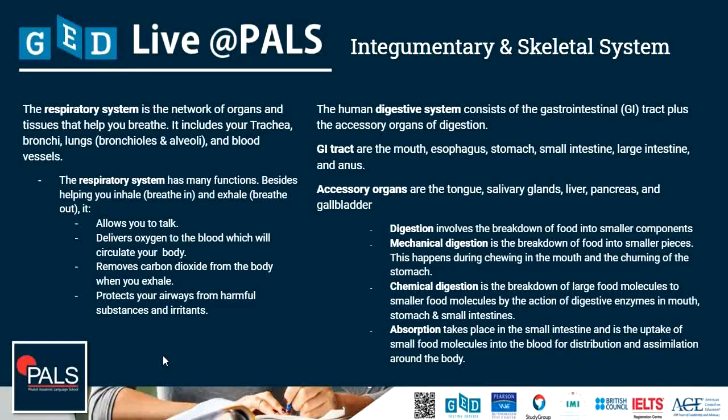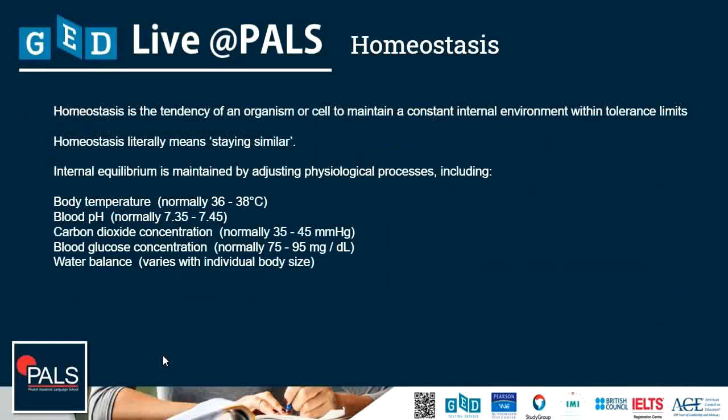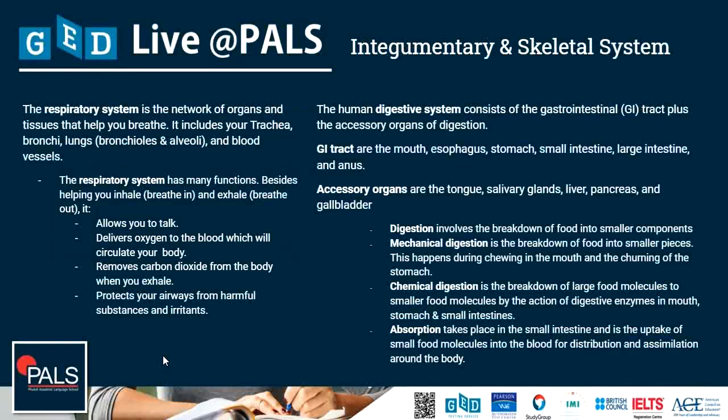Once all the food molecules are broken down into the smallest pieces, which are all soluble, that's the importance of chemical digestion, to change our food into soluble molecules that can dissolve in our blood plasma. After that is complete, absorption happens, which is the taking in of these small food molecules into the blood for the distribution and assimilation around the body. Okay, these are the important organ systems.